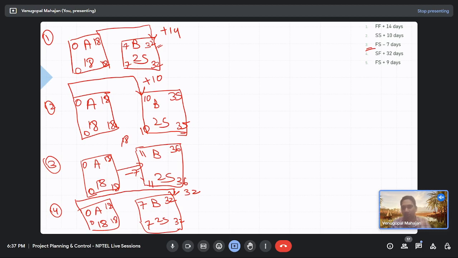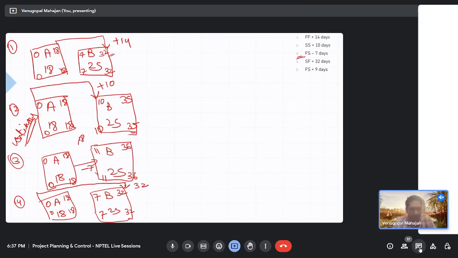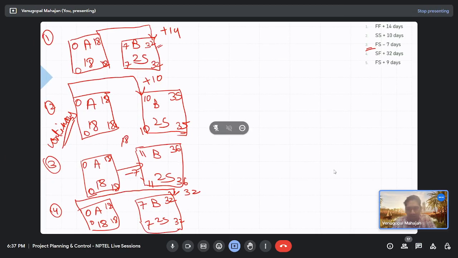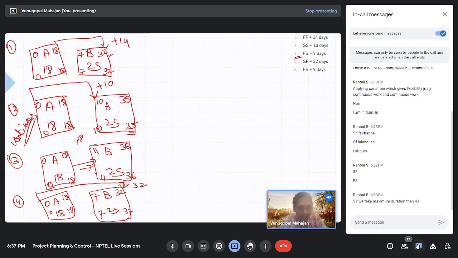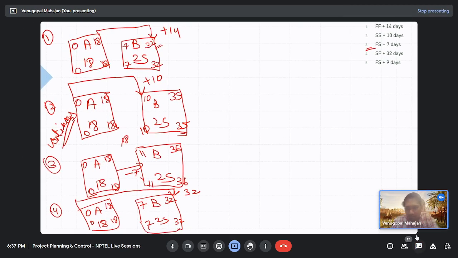Okay, so all these examples were of continuous activities. We will solve numericals with continuous activities first. Okay, I've got one thing. So we would take the maximum duration, then 43. So we will solve it for continuous activities first.